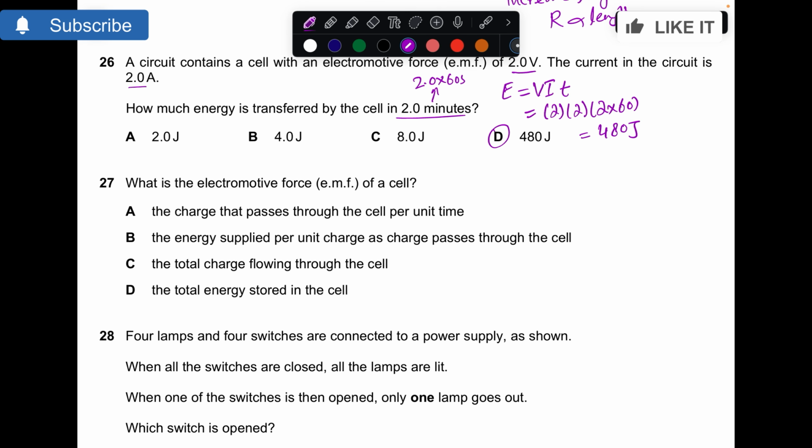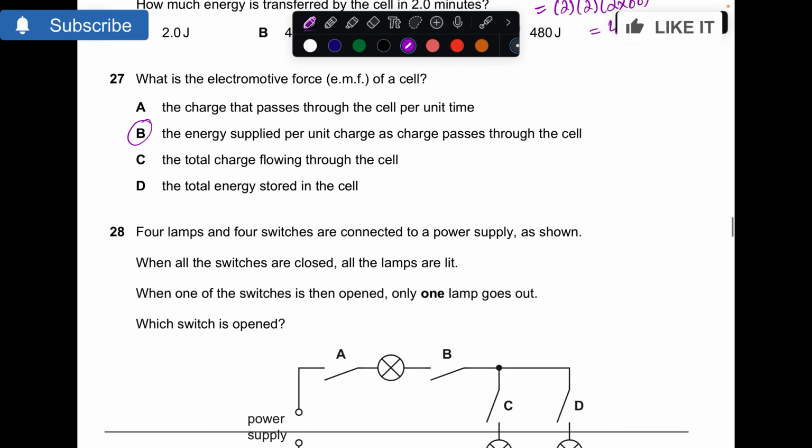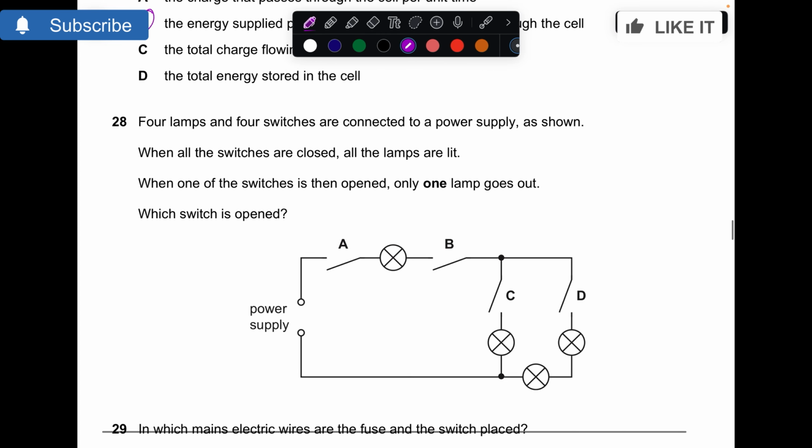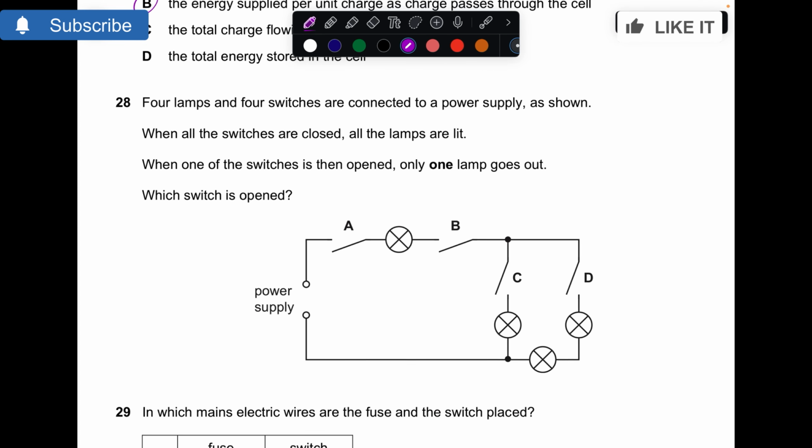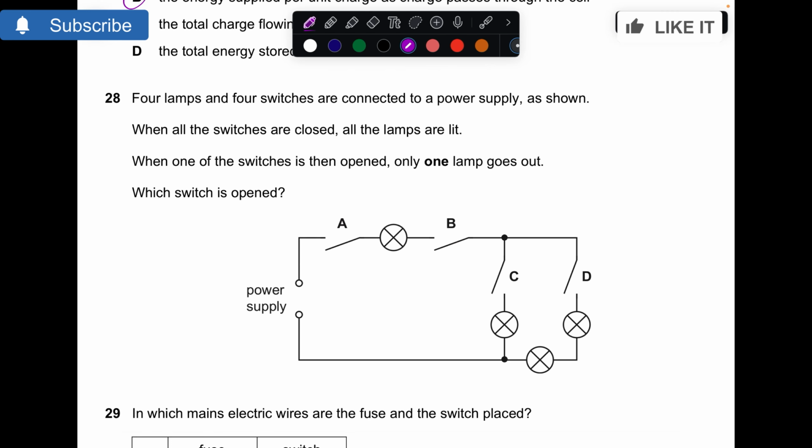In question 27, what is the electromotive force of a cell? It is option B, the energy supplied per unit charge. Four lamps and four switches are connected to a power supply as shown. When all the switches are closed, all the lamps are lit. When one of the switches is then opened, only one lamp goes out. Which switch is opened? Okay, so let's see them one by one.